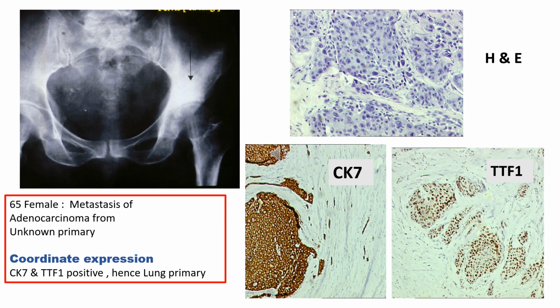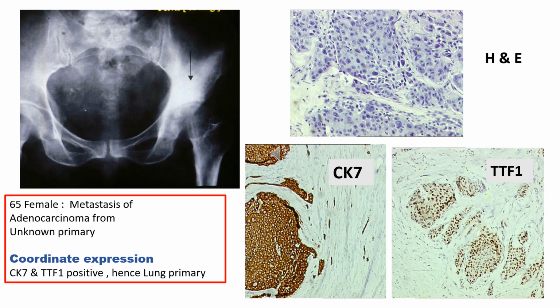So what the pathologist has done is used two markers, CK7 and TTF1, and the coordinate expression of these markers, meaning the tumor is positive for CK7, which is seen in the cytoplasm, and hence you have that honeycomb-like appearance in the CK7 slide. And it is also positive to a marker called thyroid transcription factor 1, which is seen in cells which come from the lung alveolar lining.